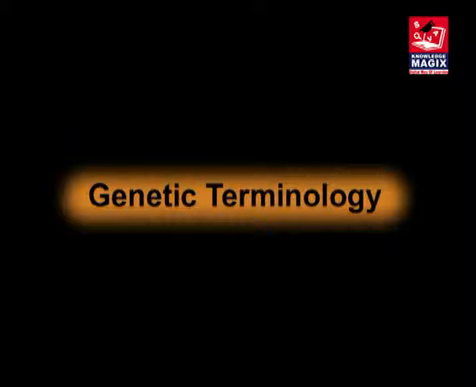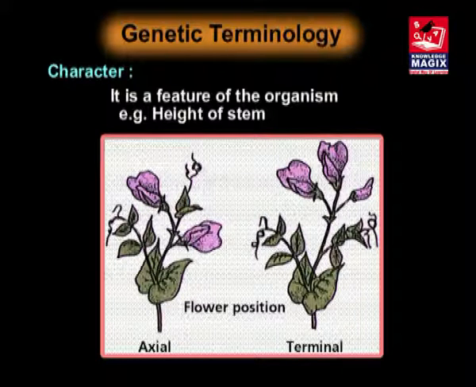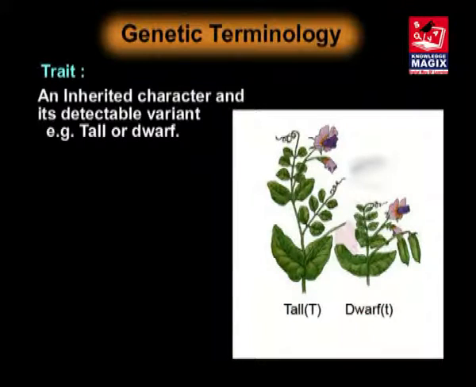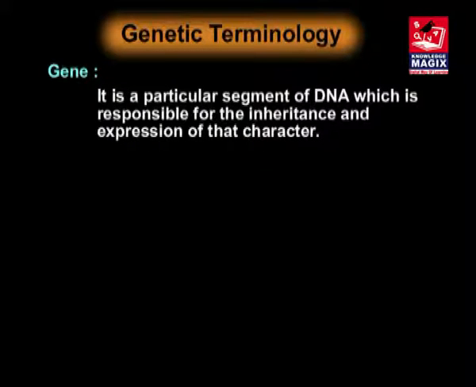Now, genetic terminology. Character: it is a feature of organisms, for example, height of stem. Then trait: an inherited character and its detectable variant, that is tall or dwarf. Factor: a particle present in the organism which is responsible for the inheritance and expression of a character. Then gene: it is a particular segment of DNA which is responsible for the inheritance and expression of that character.